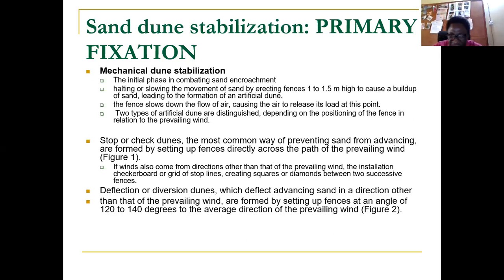And there are two types of artificial dunes that you can create with these fences, depending on the position of the fence in relation to the direction of the prevailing wind. One is called the stop or check dunes.